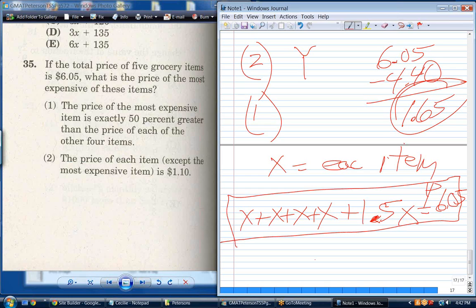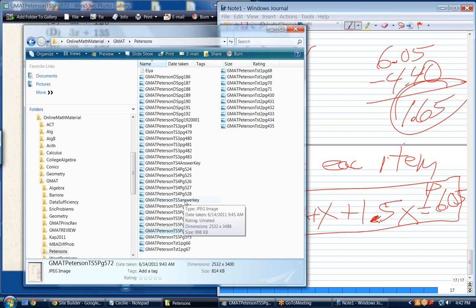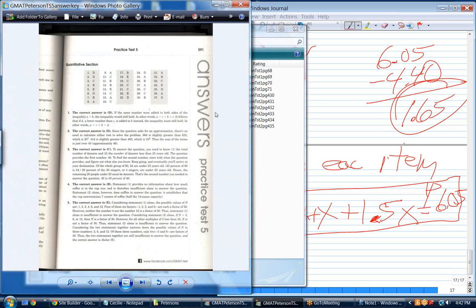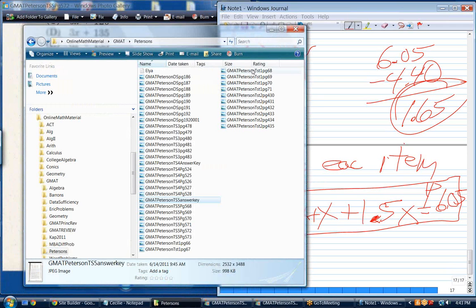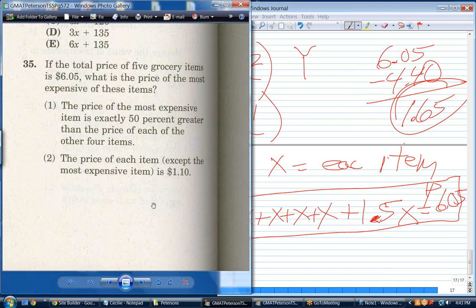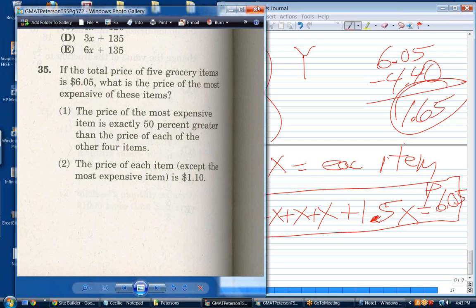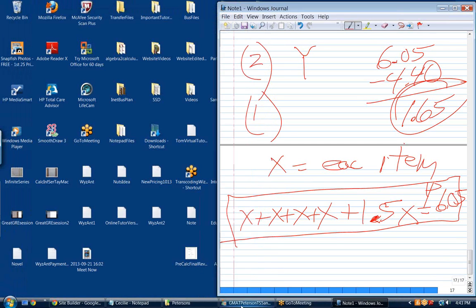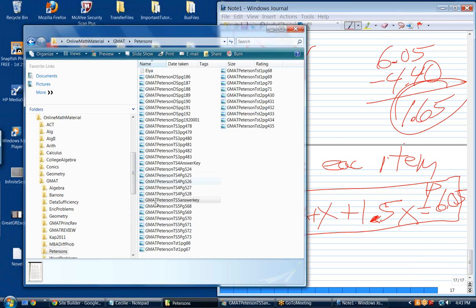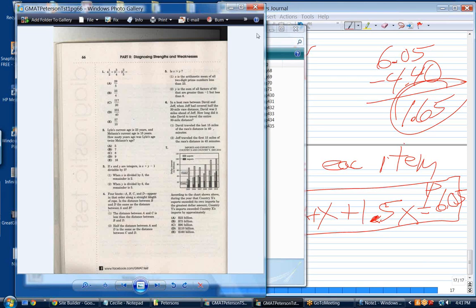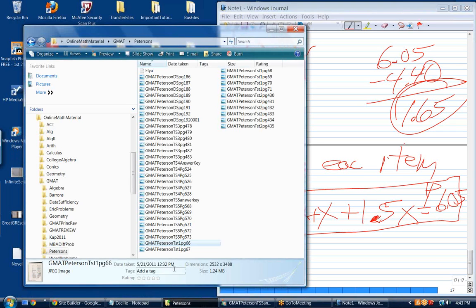Let's pop open the answer for this one. D, 35, should be D. Okay. Let's see. Whoops. Let's test one.